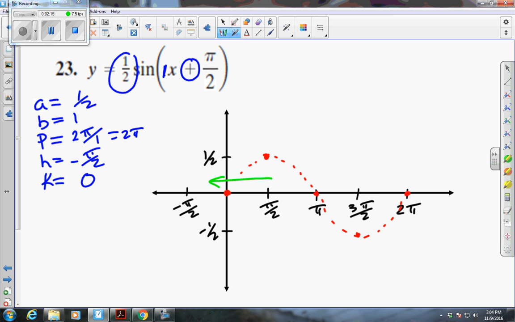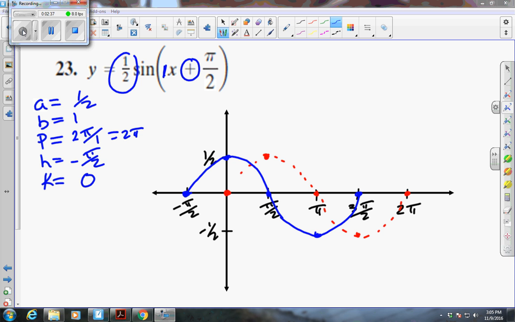So I'm now going to take all 5 of those points and move them, pi over 2. And I get these points back here. There's one period of my sine function right there. I could continue, but I really only need one period for now. And we're done. There's no vertical shifts, so it's finished.